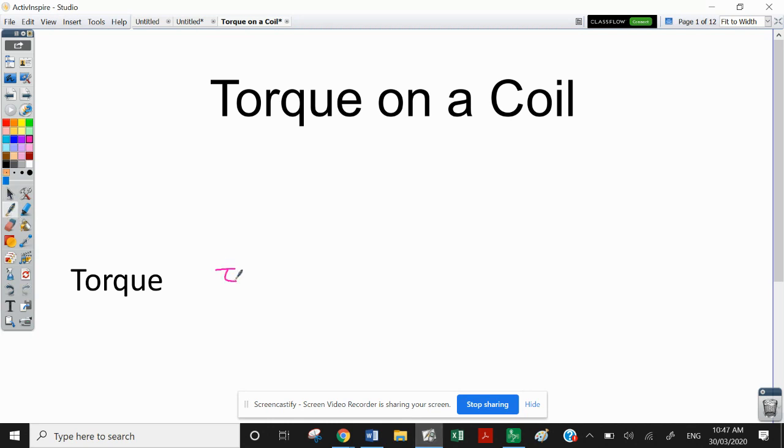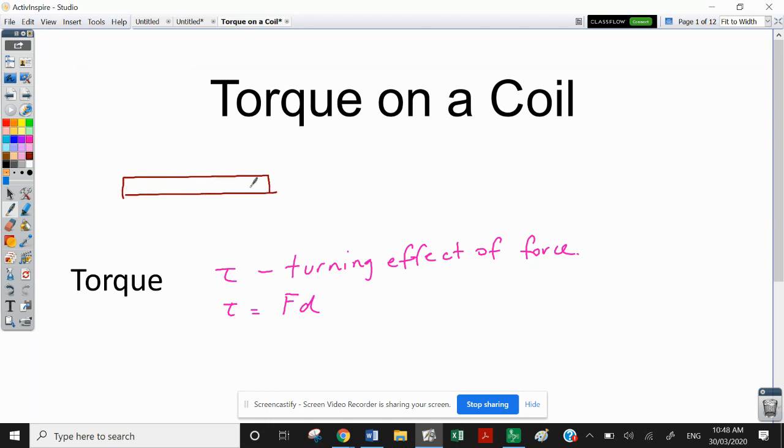Torque is the turning effect of a force. It's been given the letter tau, and it is equal to the force multiplied by the distance away that the force is from the centre of turn. So if I've got an object here, and I'm going to pin it here, and I place a force here, and it acts at d distance there, then the torque would equal F times d.